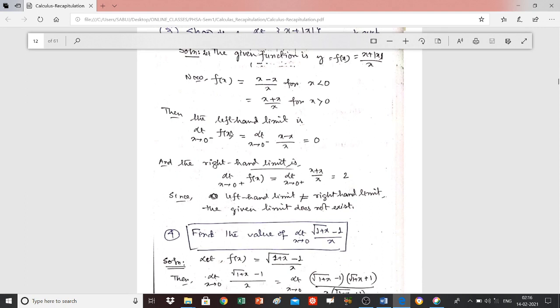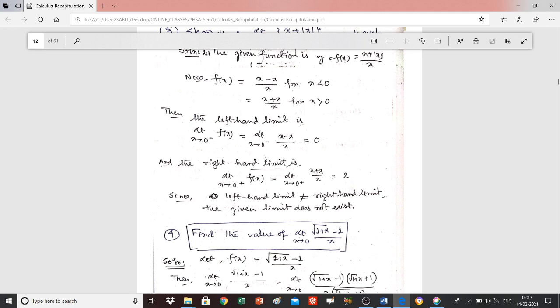Now calculate the left hand limit, the limit as x tends to 0 minus of f(x). That is equal to the limit as x tends to 0 minus, and for x less than 0 this is (x minus x) by x. So the x terms cancel each other, and that is equal to 0.